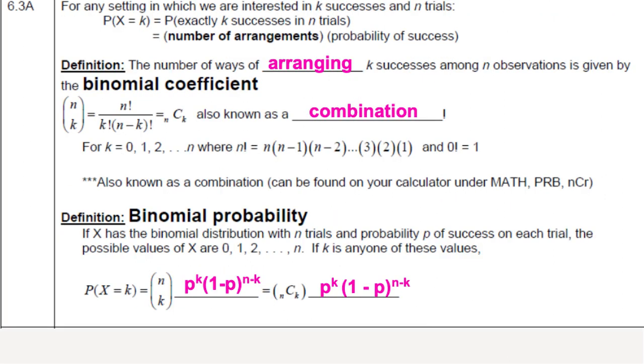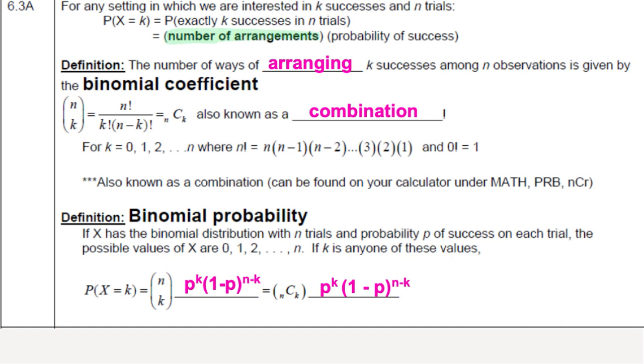So now we start getting into some math, okay? For any setting in which we're interested in K number of successes, we have N number of trials as the total thing we're going to do. And then we're trying to see how many successes. What are the chances we draw 3 aces out of our 10 trials from the previous example, okay?